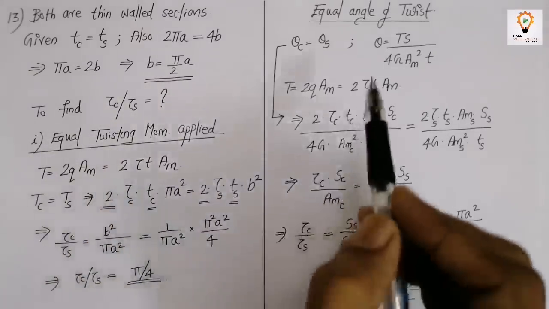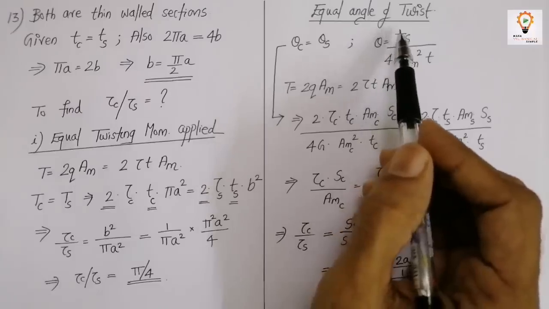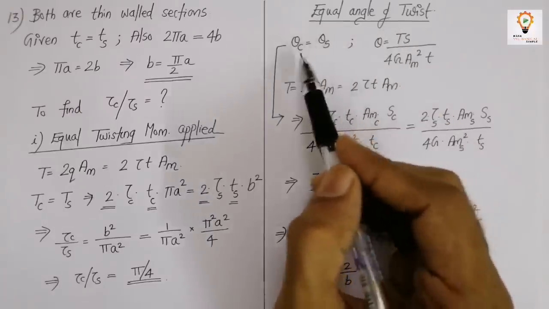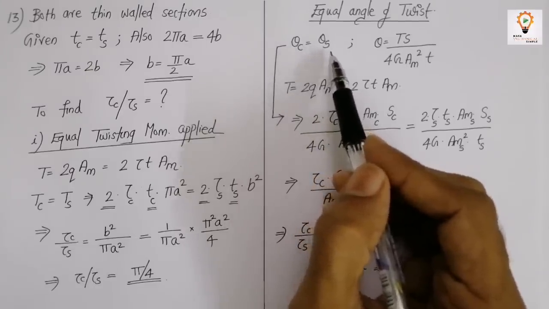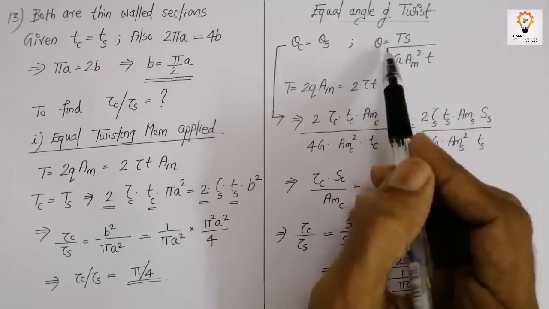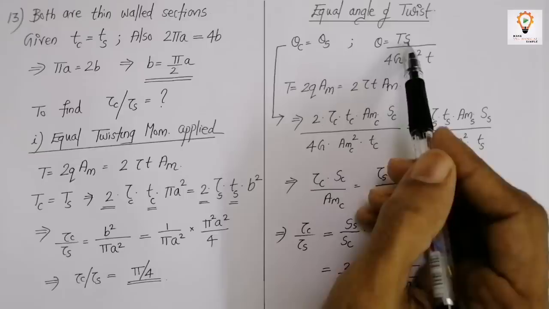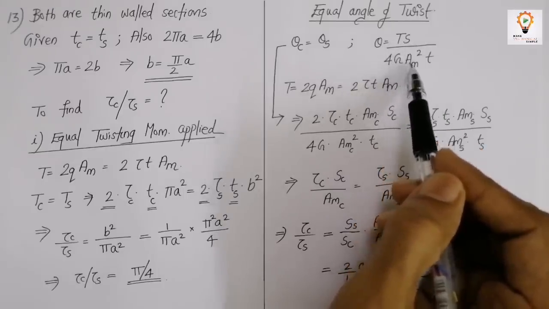Now let us go to the part 2 of the question. Equal angle of twist applied. That is theta of c is equal to theta of s. Theta of circle is equal to theta of square. Which means we have the equation of theta for thin walled sections as Ts divided by 4GAm square t.